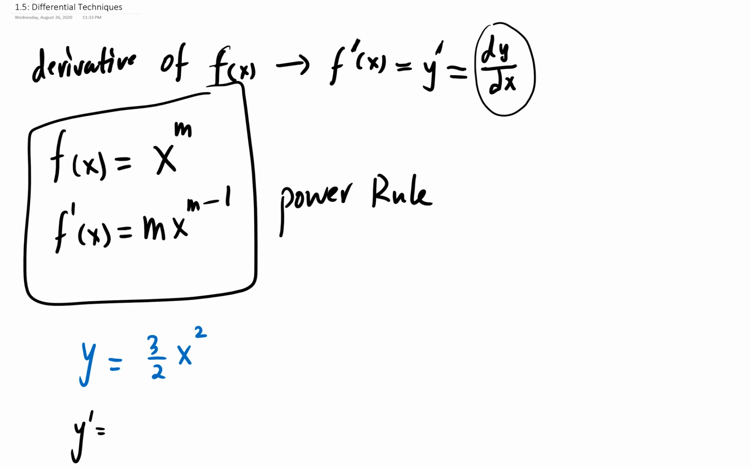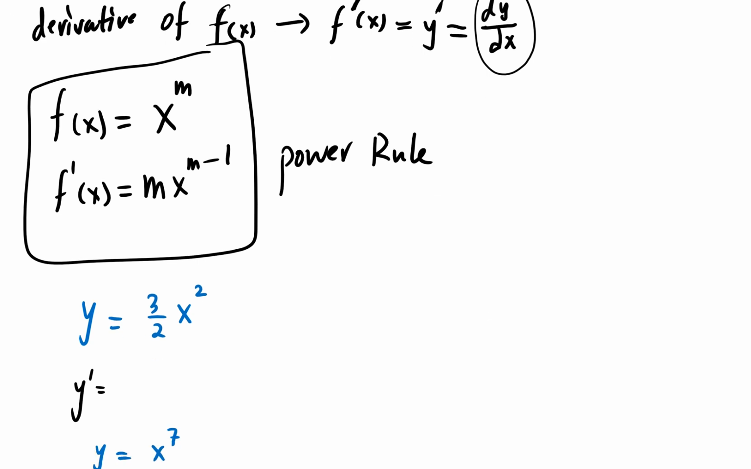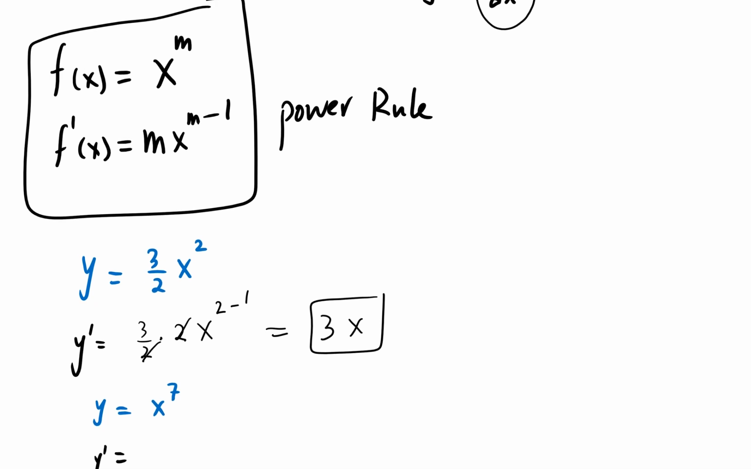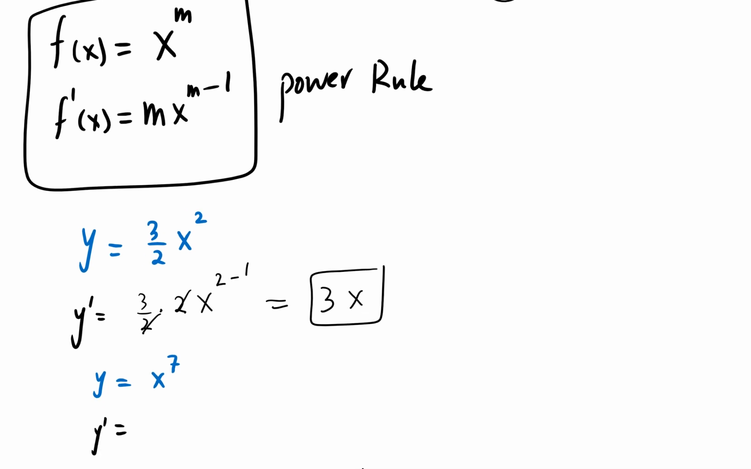For the first example, we keep the 3 halves as is. We bring the 2 down, x to the 2 minus 1. These cancel, so that gives us 3x to the first power, or simply 3x. Next example, y equals simply x to the 7. That would be 7x to the 7 minus 1, which is 6.